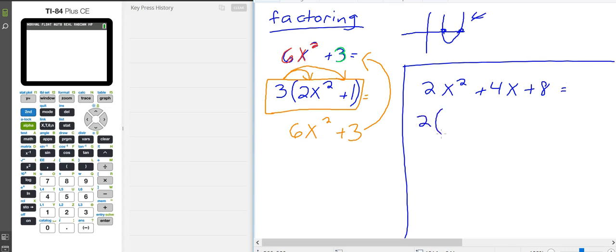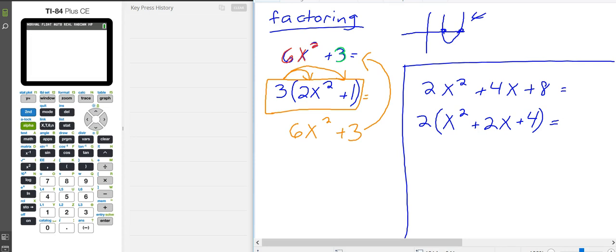2x squared divided by 2 is x squared. 4x divided by 2 is 2x. And 8 divided by 2 is 4. So this is the factored form. The factored form of 2x squared plus 4x plus 8 is 2 times (x squared plus 2x plus 4). Now, how do we know if we got it right?